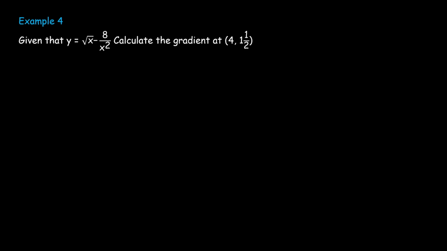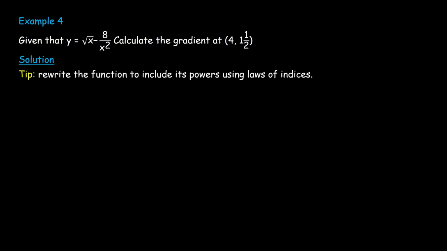Example number 4. Given that y is equal to the square root of x minus 8 over x squared, calculate the gradient at 4, 1.5. A pro tip for this question would be for you to rewrite it in such a way you'll be able to see the powers of x, okay? That will help you differentiate more easily.